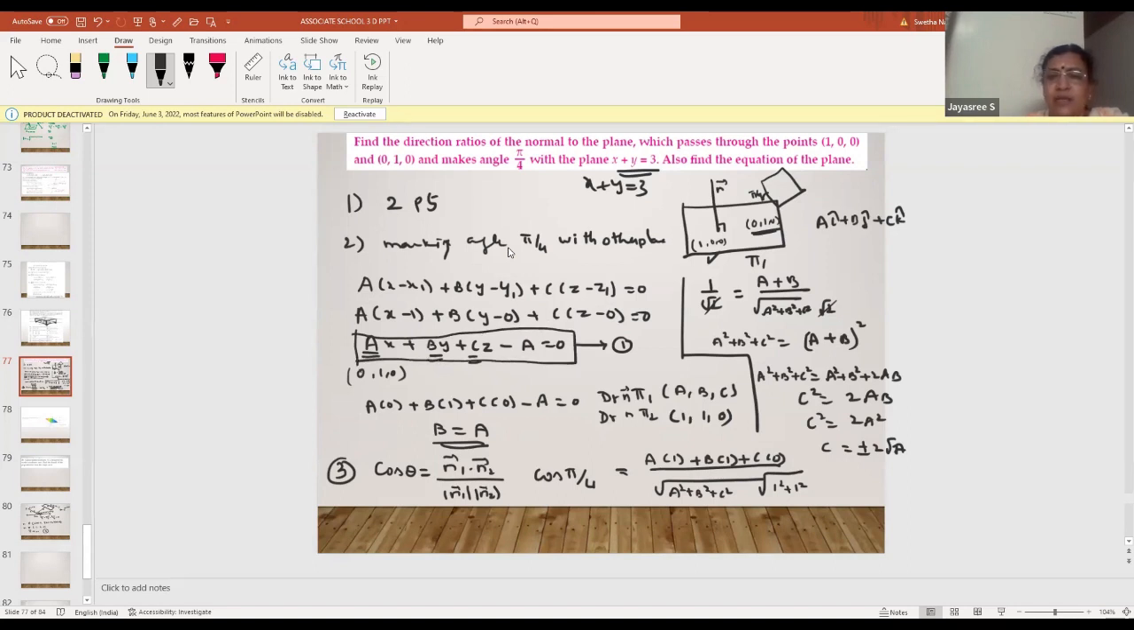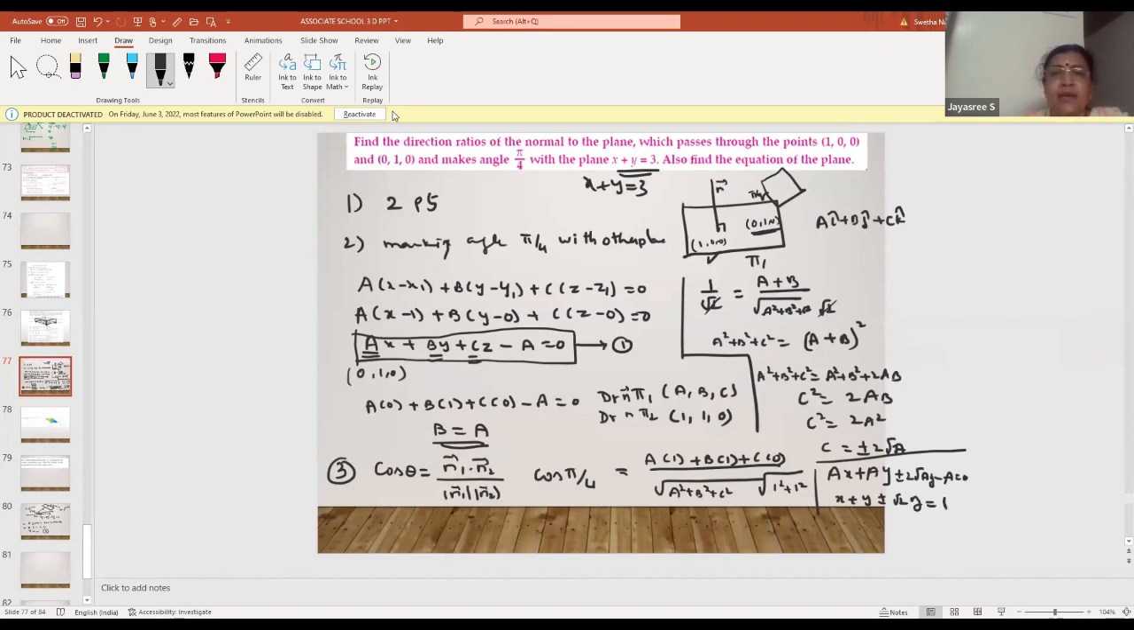What are the values I am writing? ax plus by, which I also write as ay because a and b are equal. Cz: plus or minus 2 root a z, minus a equal to 0. So let me divide it by a: x plus y plus or minus root 2 z is equal to 1.